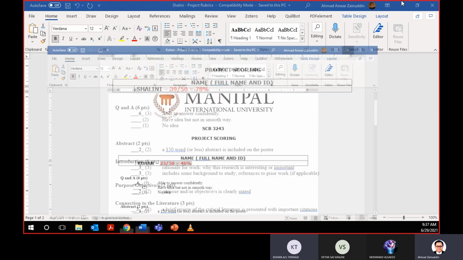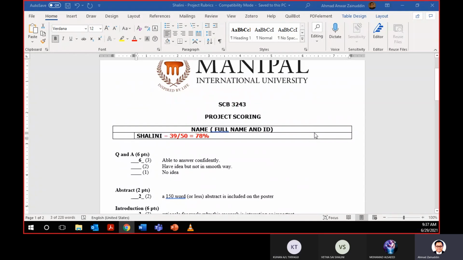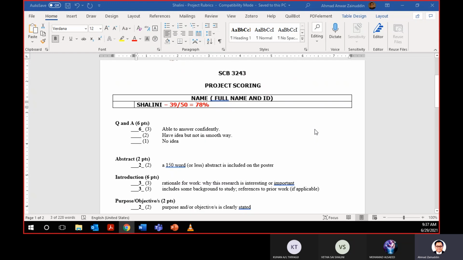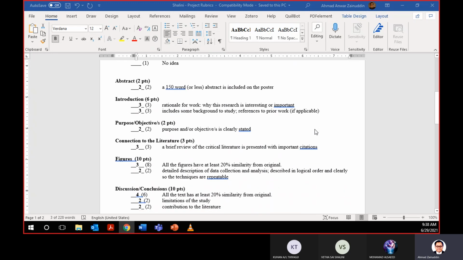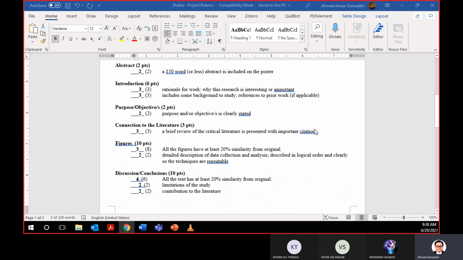All right, sir. Okay, next is Shalini. Shalini, you obtained 39/50, so that equals 78%. So far you can answer the question. Your abstract is full mark, your introduction full mark, your purpose is full mark, and contribution to the review also full mark. For the figures, I can see only one figure. If you want to score for this project, you should have at least 4 to 5 figures. You should draw all the figures exactly.